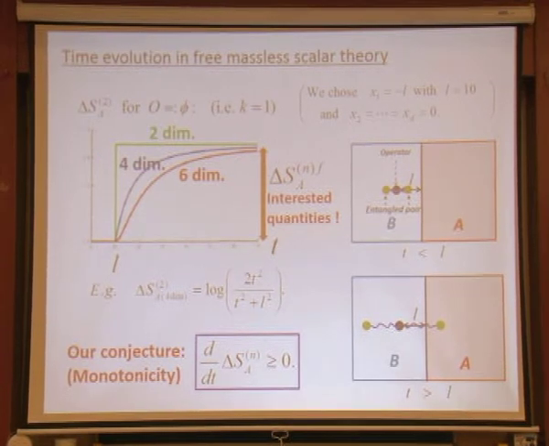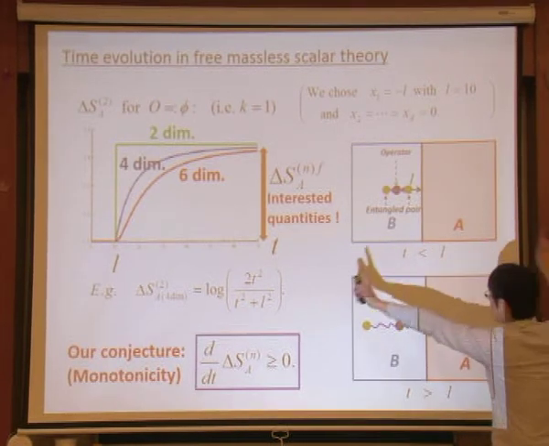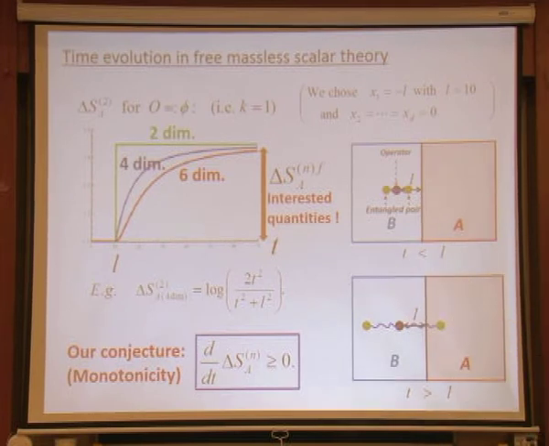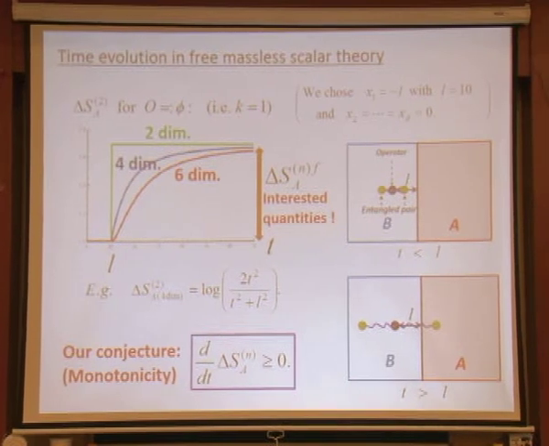This expression just describes that we have some operator here, and at t equals 0, we excite this point. That means we create an entangled pair, and each of them travels in the opposite direction at the speed of light. So at t equals L, it reaches the boundary. From that, we have non-trivial behavior.